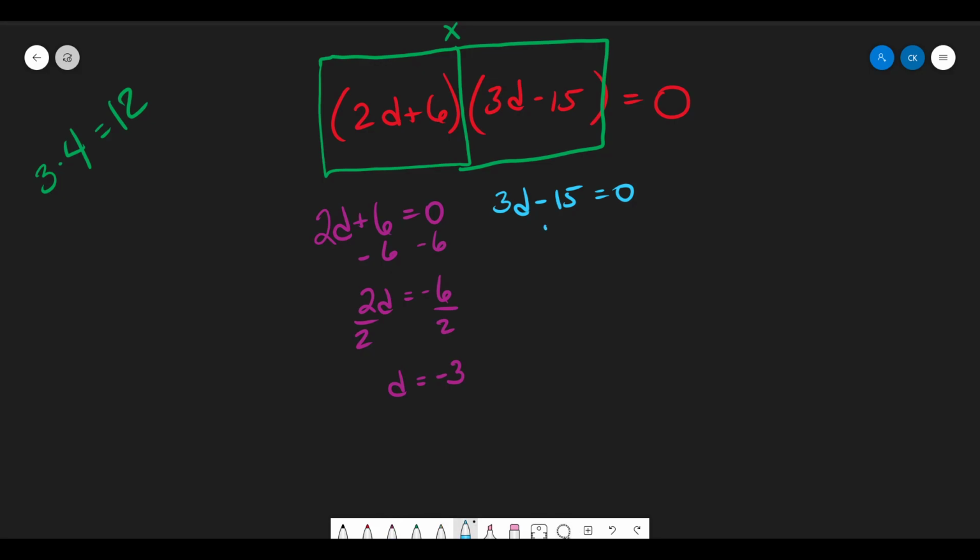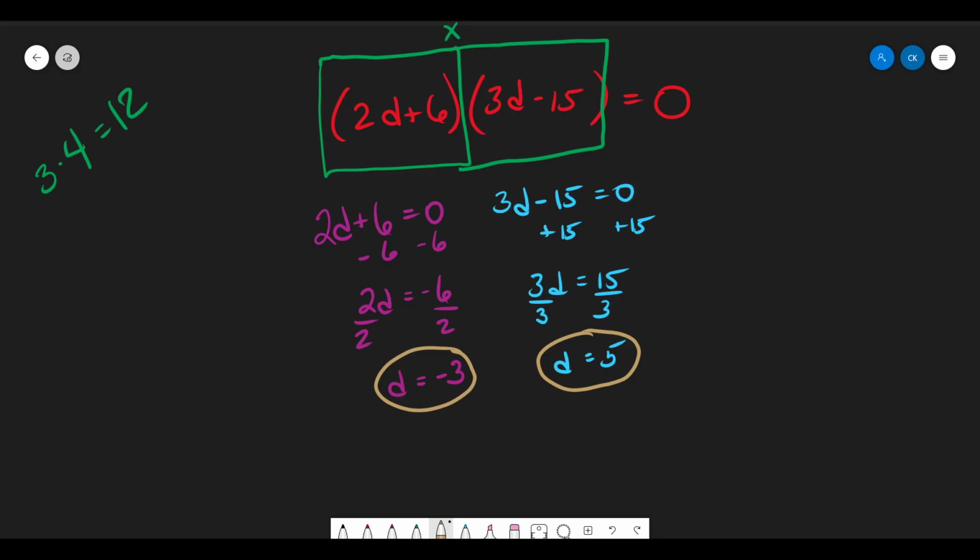For the other one, I'm going to add 15 to both sides, so I have 3d equals 15. Then I'm going to divide both sides by 3, and I'm going to get d equals 5. And both of these are my correct answers. So when I write my answer out, I'm going to want to write it as the set of numbers.